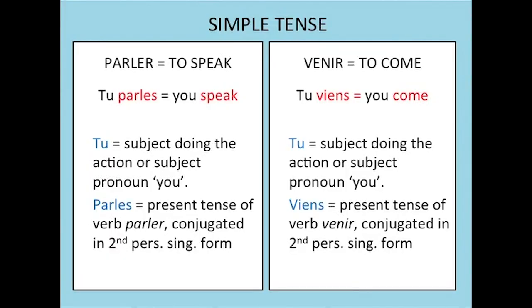These 2 examples illustrate what a simple tense is. Let me summarize the concept before proceeding. In a simple tense, only one verb is conjugated. In the examples provided above, the 2 verbs are parler and venir. As you can see, no other verbs are conjugated.